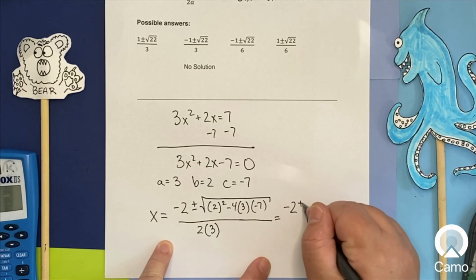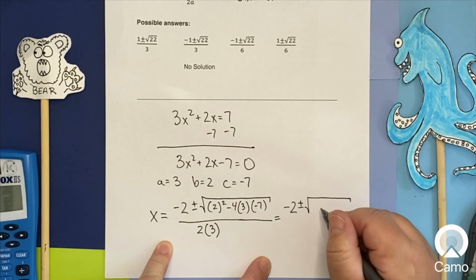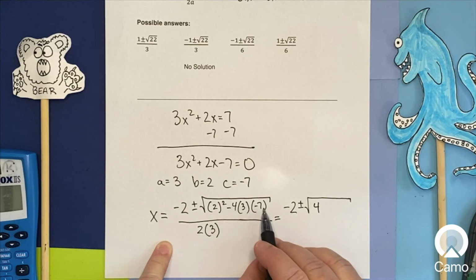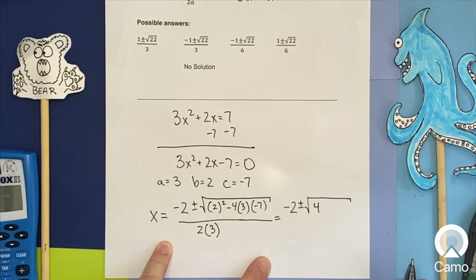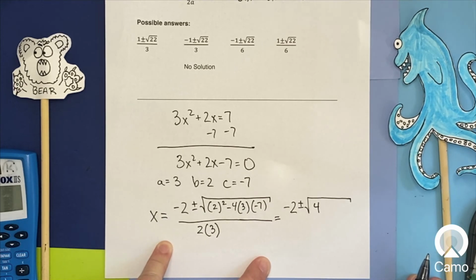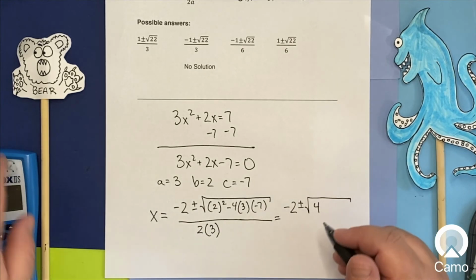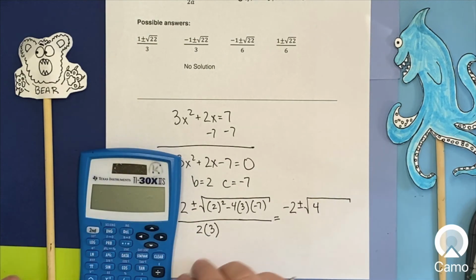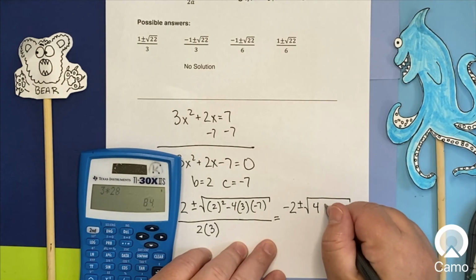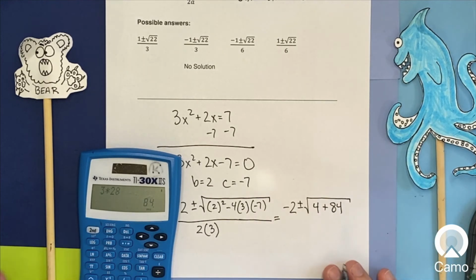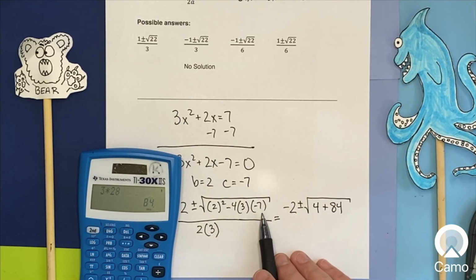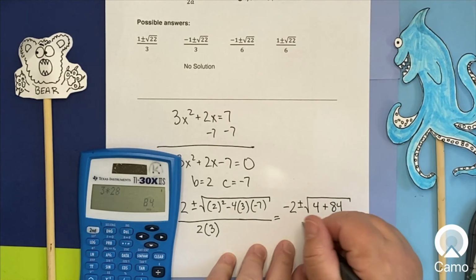I got -2 plus or minus, and what's happening inside is 4 minus 4 times 3 times -7. This is 28 times 3, which is like 30 times 3, which is 90, minus 3 times 2, which is 6, which is 84. Is that correct? Handy dandy calculator. 3 times 28 is 84. And I hear you asking, wait a minute, couldn't we just plug this whole thing into the calculator? You absolutely could.